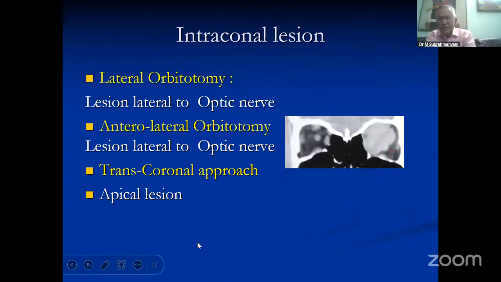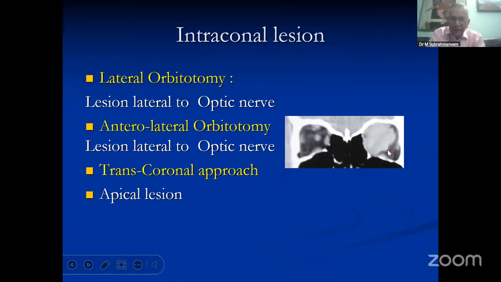Now let's look at the CT scan. The CT scan shows a mass which is purely intraconal. So the approaches that are available are lateral orbitotomy, anterolateral orbitotomy, and transcranial approach. What to choose and when to choose? When you see a lesion in the intraconal space, the first thing you want to know is whether the optic nerve is seen separately from the lesion. As you can see here, the optic nerve is seen separately from the lesion.